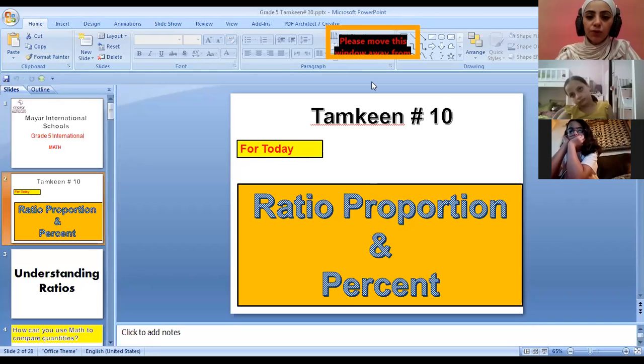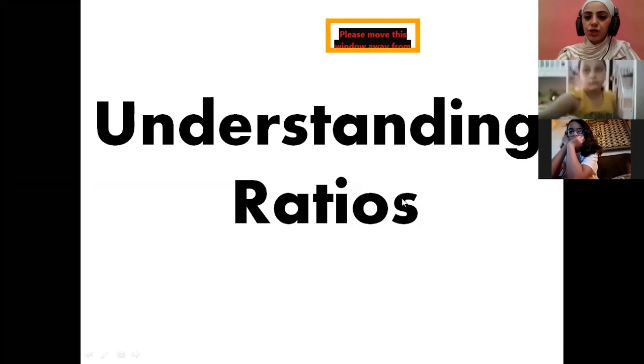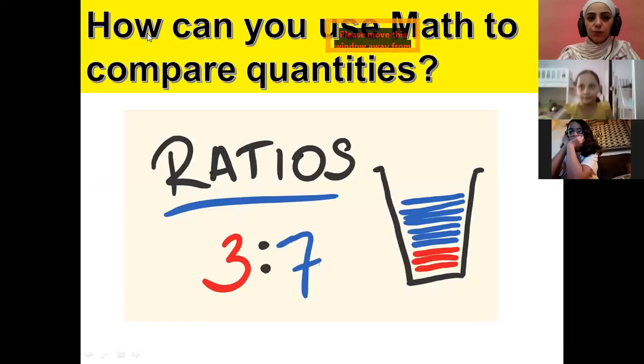So here we're going to start today with ratio and proportion. It's a very, very easy topic. Ratio and proportions and percentages. So when we say ratio, it is like comparing. This is the meaning of ratio.